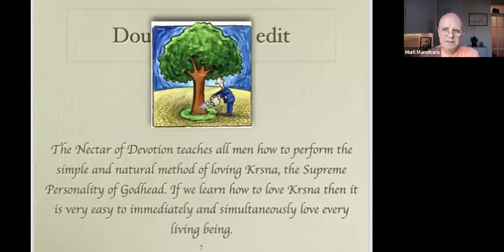And here, Prabhupada brings up this example, which comes from the Bhagavatam, yatha taror mula-nishechanena trpyanti tat-skandha-bhujopashakhah. The Nectar of Devotion teaches all men how to perform the simple and natural method of loving Krishna, the Supreme Personality of Godhead. If we learn how to love Krishna, then it's very easy to immediately and simultaneously love every living being. We covered that, but here's the specific quote. Watering the root of the tree.